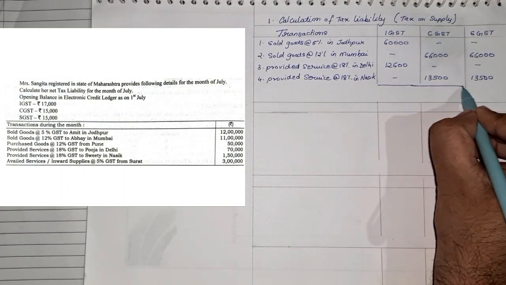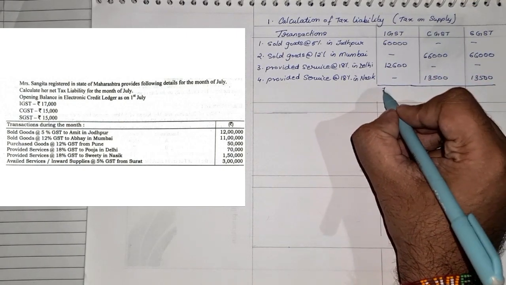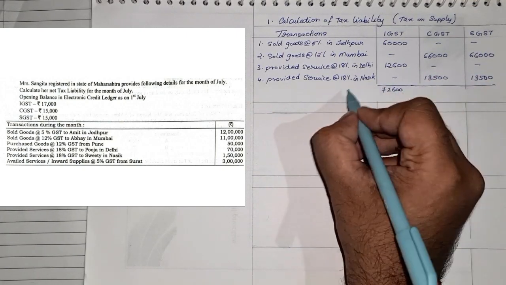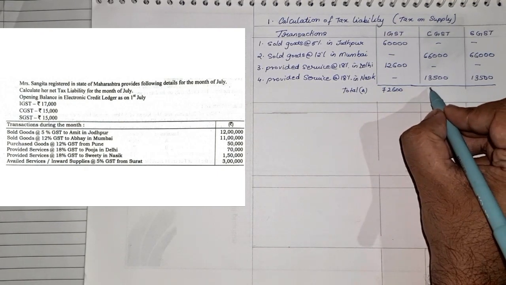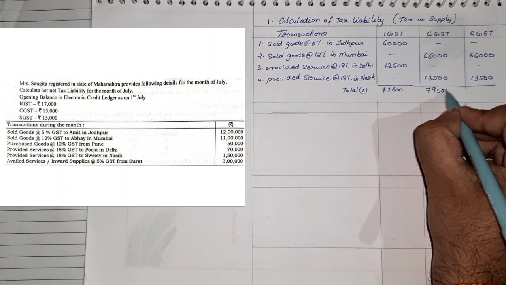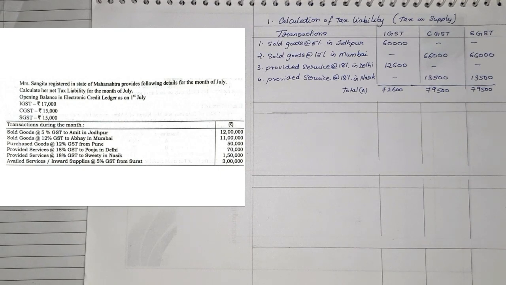That's it. Other than that, there is no more supply. We will total it up. So that becomes 72,600. That's the total, 79,500 and 79,500. That's the very first step that you need to solve. Very simple. Whatever you're supplying, on that take the value of the GST. If it is two different states, IGST; same state, break into CGST and SGST.